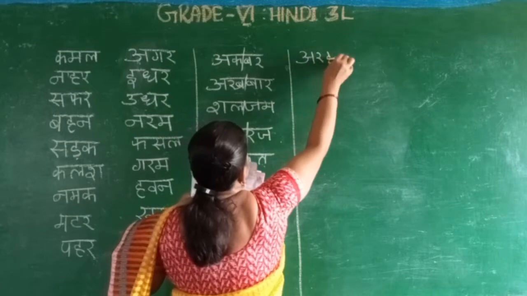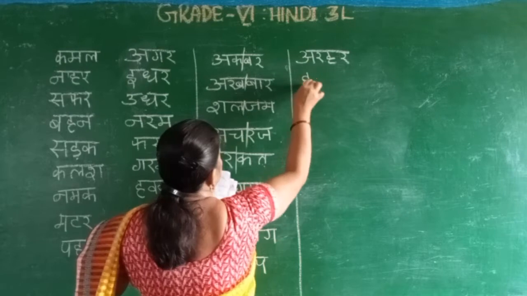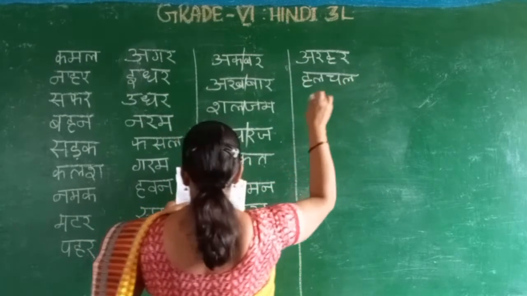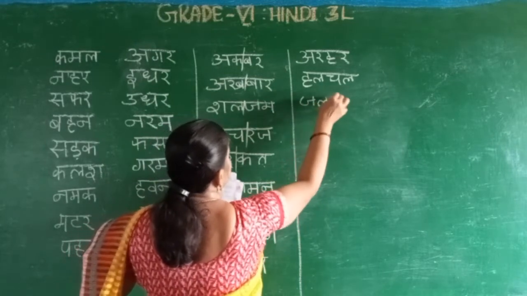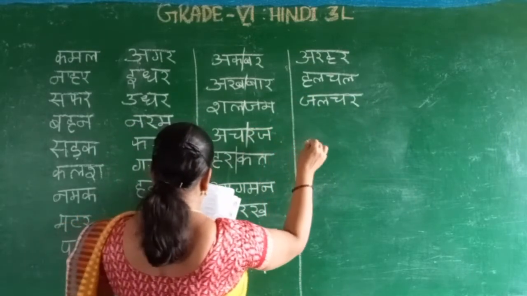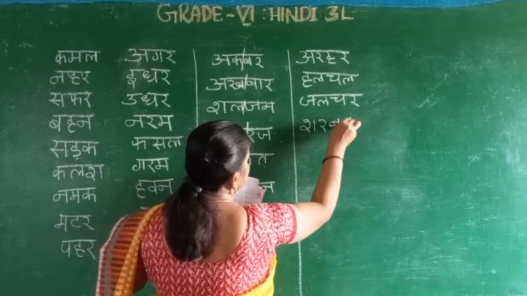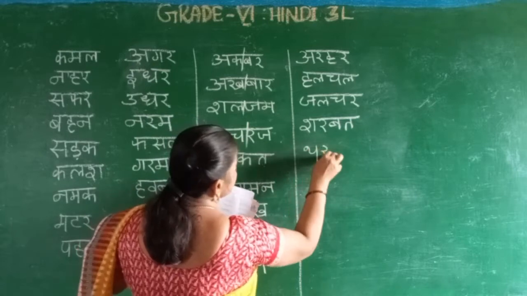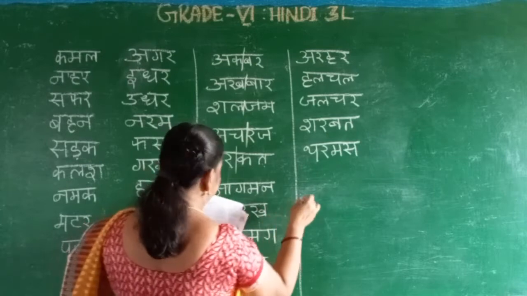Ra, ha, ra, arhar. Ha, la, cha, la, halchal. Ja, la, cha, ra, jalchar. Sha, ra, ba, ta, sharbat. Ta, ra, ma, sa, thermos.